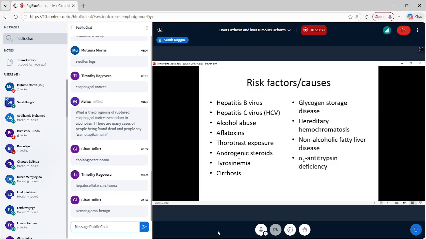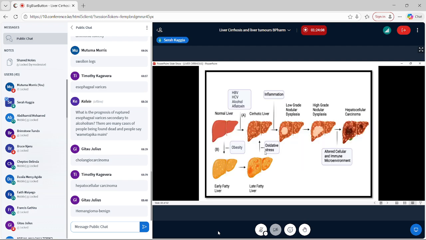tyrosinemia. The liver cirrhosis and its causes, as you can see here: glycogen storage disorders, hereditary iron overload, alcoholic fatty liver disease, alpha-1 antitrypsin deficiency. The list can be longer than this. Many things can cause liver cirrhosis, and hepatocellular carcinoma can develop.